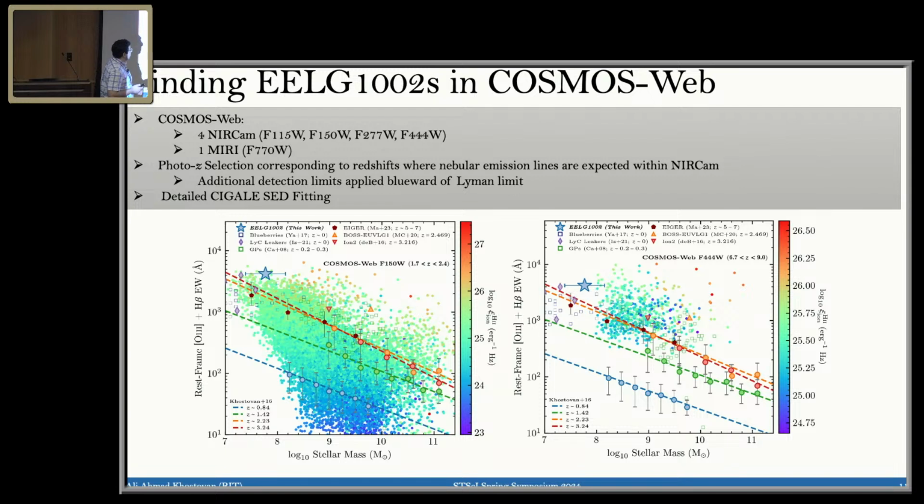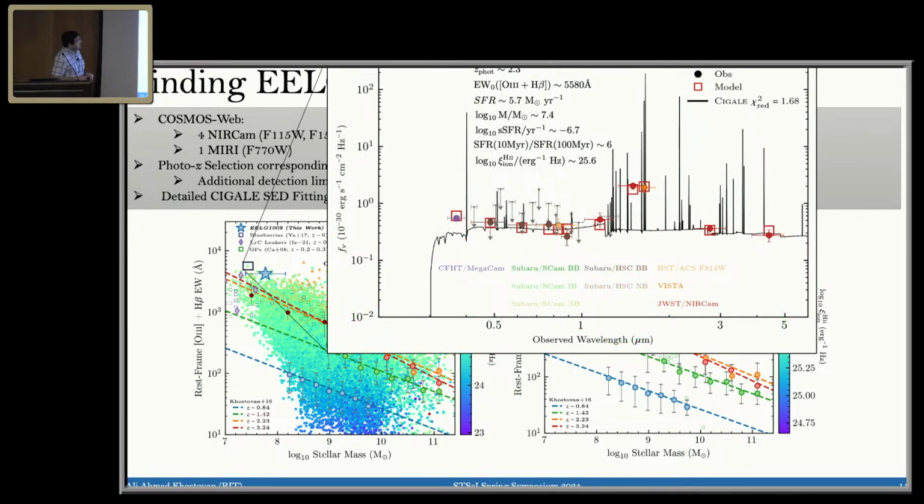So the last part of the talk that I'm going to quickly go over is, can we find these types of sources, a galaxy similar to ELG1002, at higher redshift as well? So in this case, we've used COSMOS-Web data using the NIRCam filters, and we were looking for galaxies that could potentially have a strong emission line feature that would dominate the broadband filters, the NIRCam filters. And indeed, we do find these types of sources. So this is ELG1002, and we do find these sources that have really high equivalent width and also high ionizing photon production efficiencies.